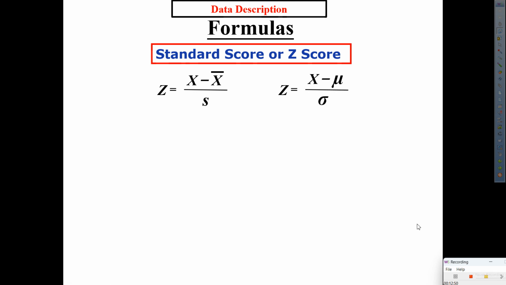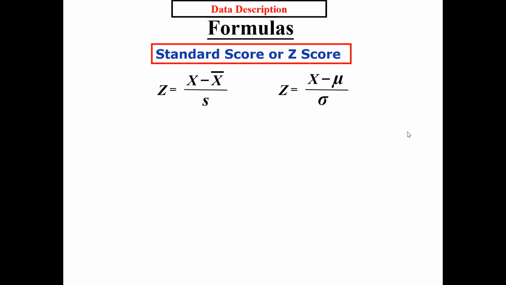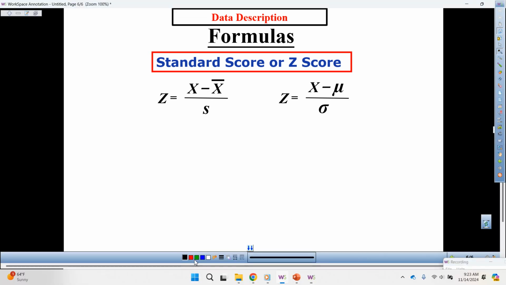And everybody wrote down the formula? All right, so let's break this down to make sure we got it. Tell your neighbor why this one is S and why this one is lowercase sigma. Talk it over with your neighbor. Why is that one that and that one that? They should know by now.